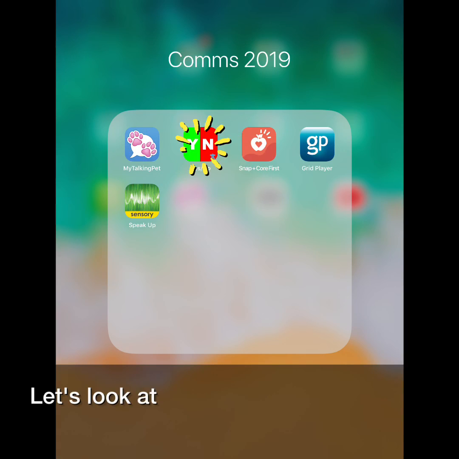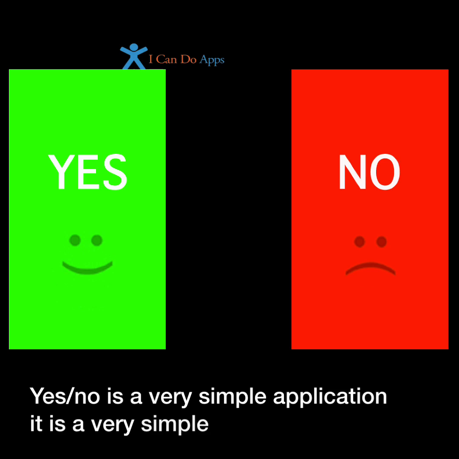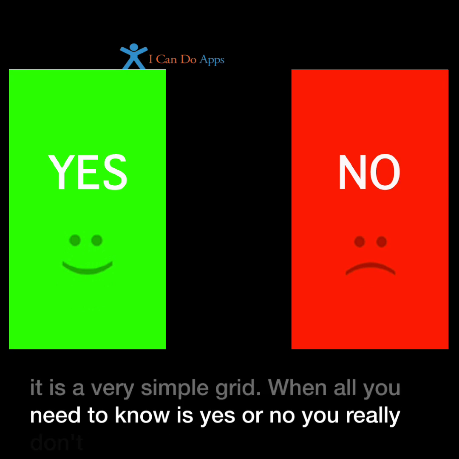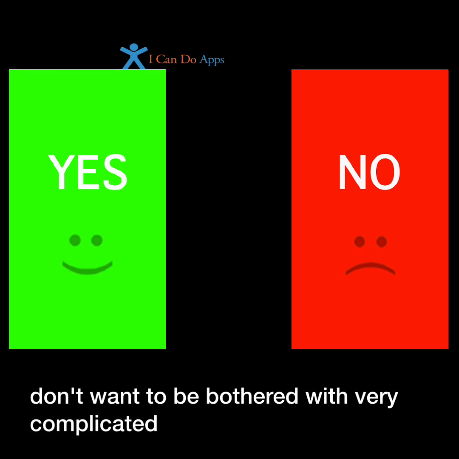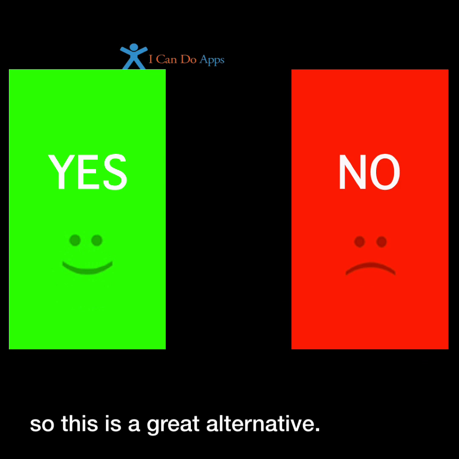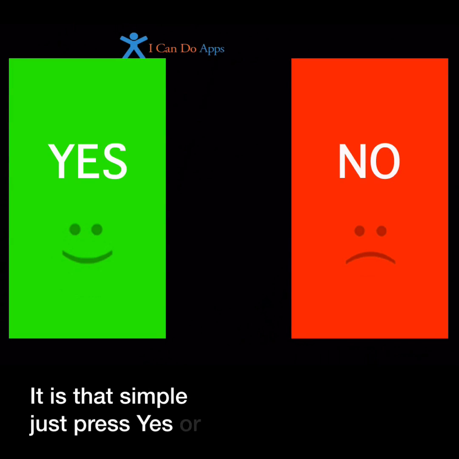Let's look at yes, no. Yes, no is a very simple application. It's a very simple grid. When all you need to know is yes or no, you really don't want to be bothered with very complicated communication software, so this is a great alternative. Yes. No. It's that simple. Just press yes or no.